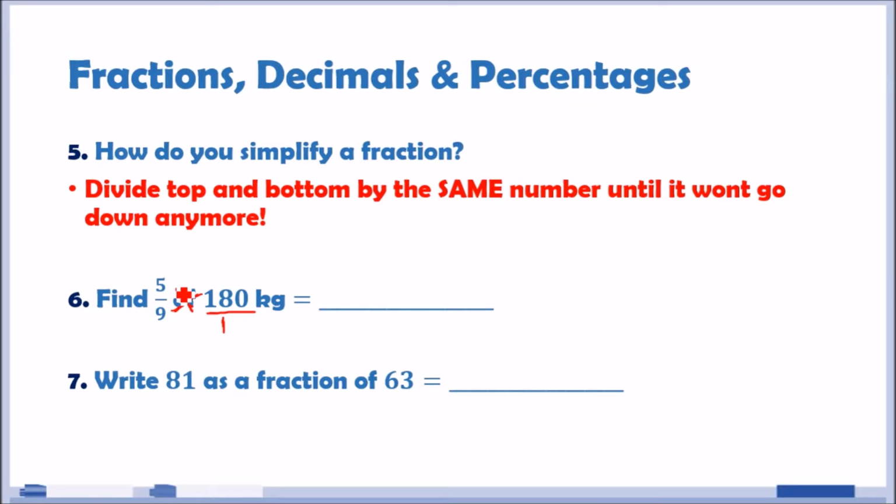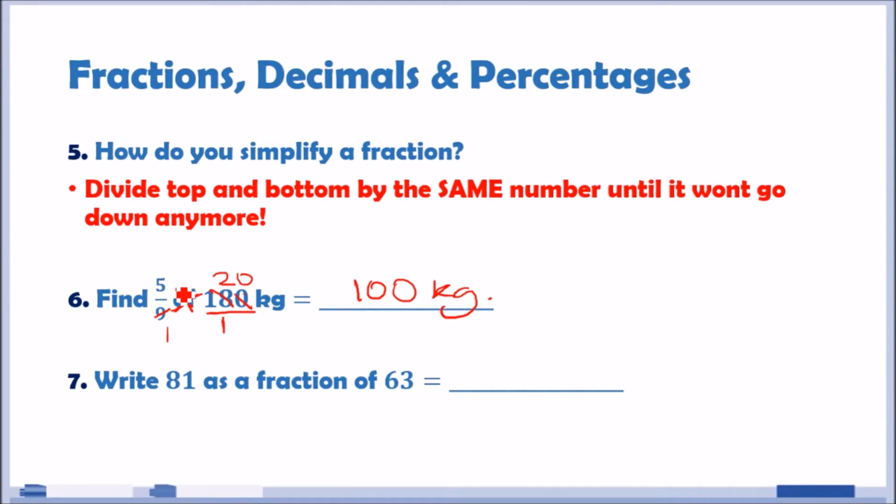We can see straight off the bat that 9 can go into 180. Well, to make it easier, 9 goes into 18 twice, so we make it 2, and this one a 1, and then the 0, so 20. So it goes in 9 times, then we're left with 5 times 20, which is 100 kg. That's it.